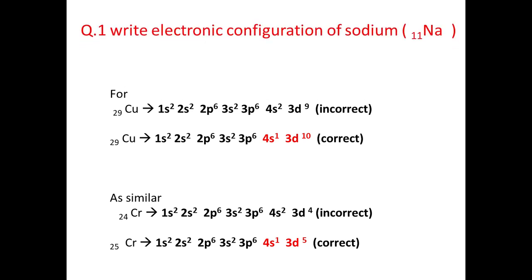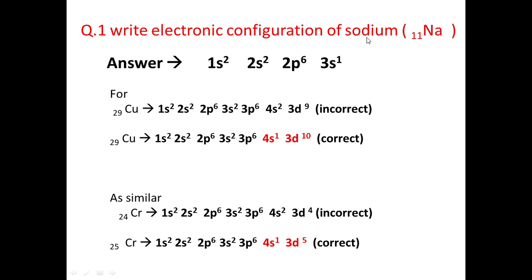So directly and indirectly, we follow four laws while writing this configuration. Okay, we talk about them later. First, solve the question. That is question number one: write the electronic configuration of sodium having atomic number 11. That I already discussed.